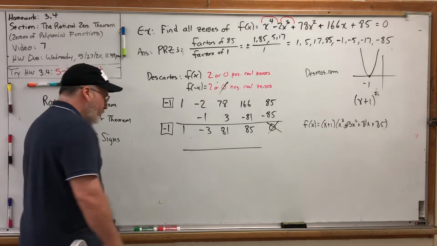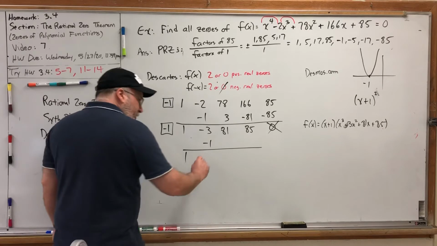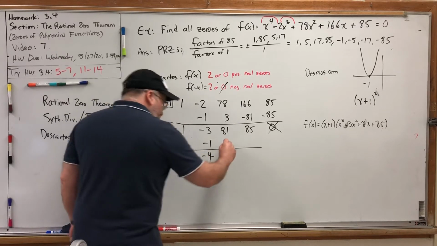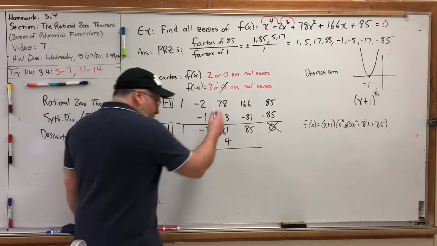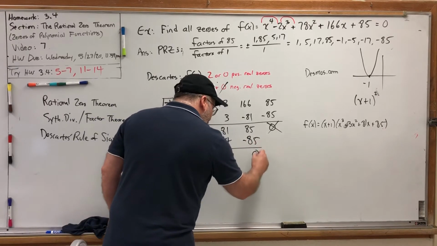It will. Bring down the 1, times -1 is -1. Add to get -4, multiply to get 4, it's about to work. Add to get 85, multiply to get -85, and add to get 0. Hooray!